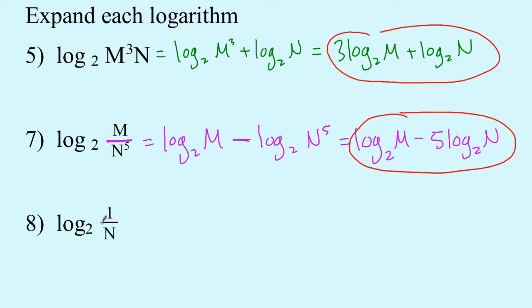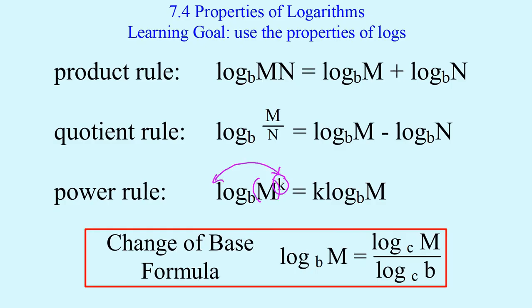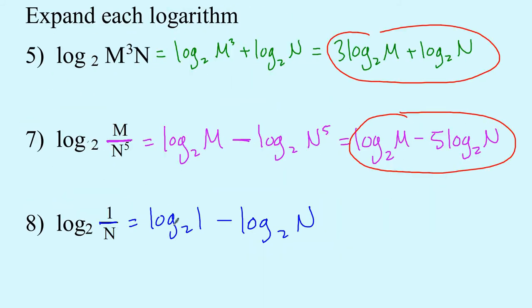So let's see, number 8. This is division as well. So we're going to do log base 2 of 1 minus log base 2 of n. And you're probably thinking, well, that's way too easy. Well, yeah, it is, because we can actually simplify this. Log base 2 of 1, remember your properties. It was on my other slide. In 7.3, anything with an argument of 1 is just 0. So this is really 0 minus log base 2 of n. We don't need to write that 0. It's just negative log base 2 of n.